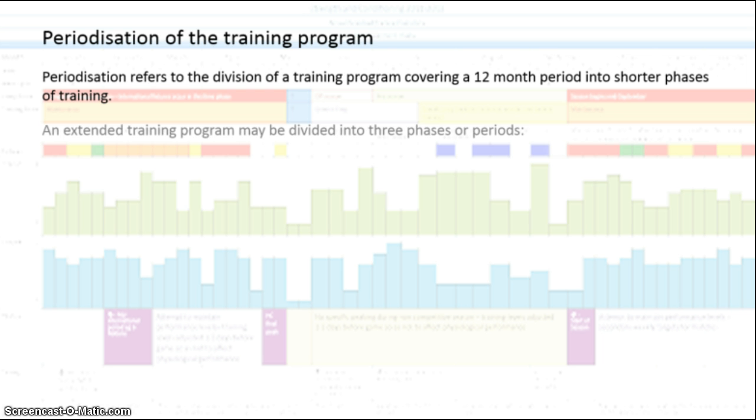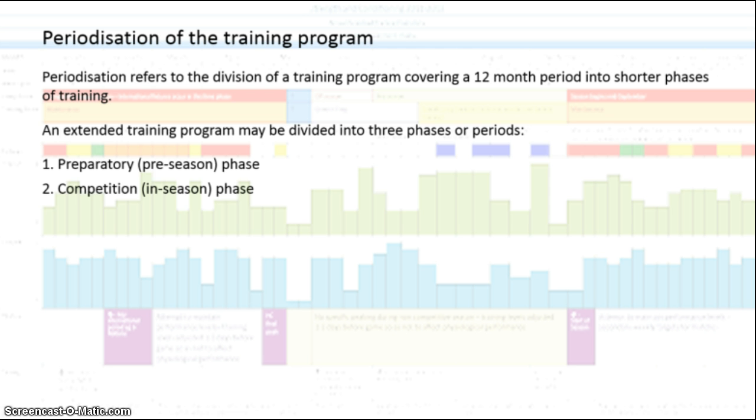Typically, an extended training program may be divided into 3 phases or periods. 1. The preparatory phase or pre-season. 2. The competition phase or in-season. And 3. The transition phase or the off-season.